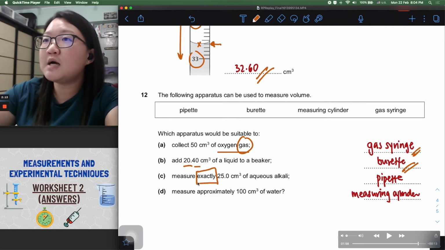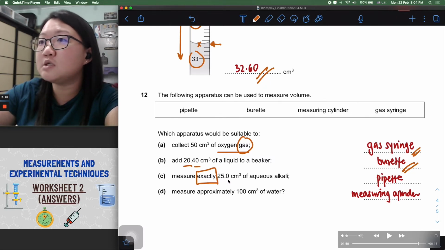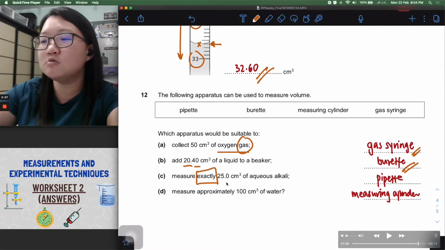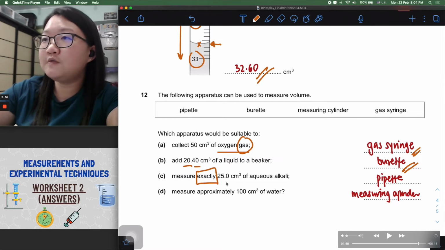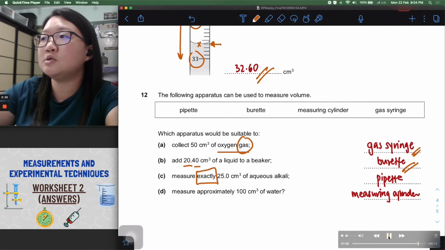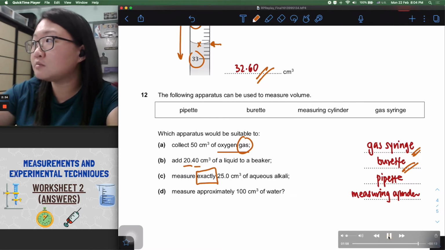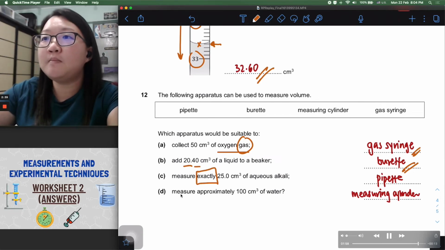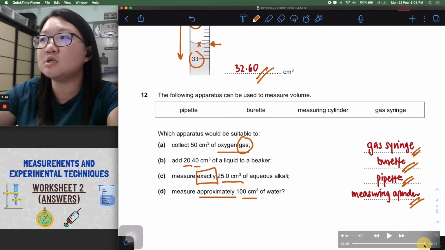Part C, measure exactly 25.0 cm cube of aqueous alkali. So whenever you see the word exactly and you see such golden numbers, magic numbers, 25.0, 20.0, 15.0, this one always prepared. Finally, part D, measuring approximately 100 cm cube of water, that would be your measuring cylinder.